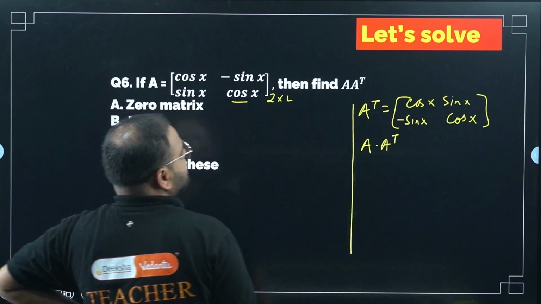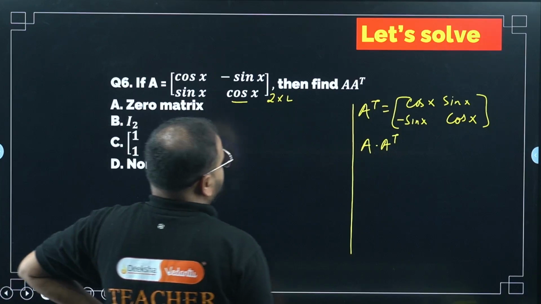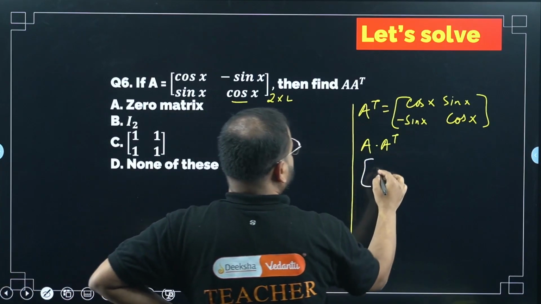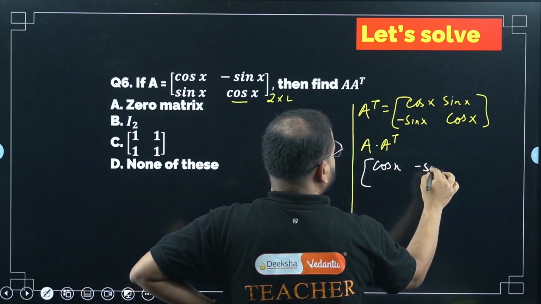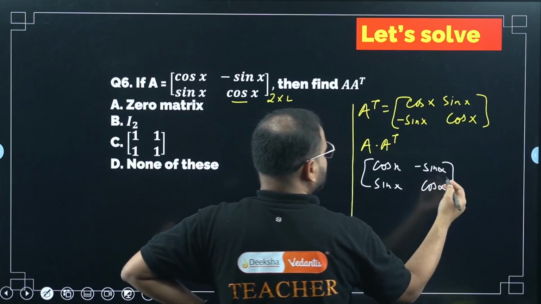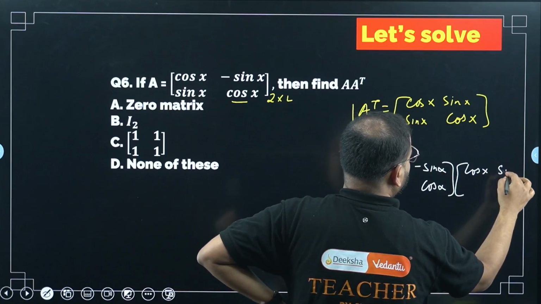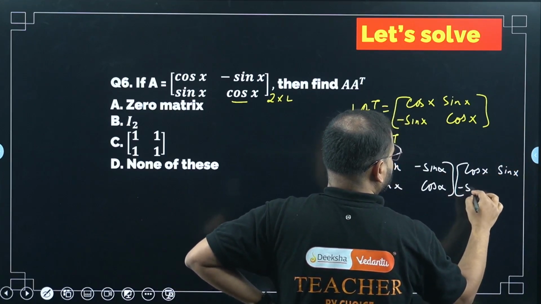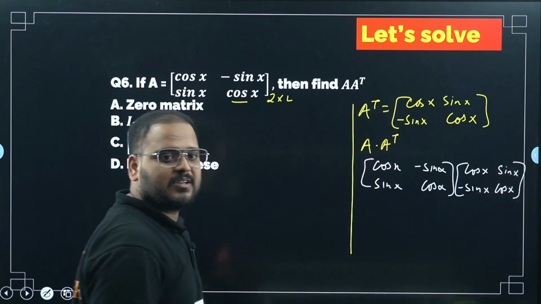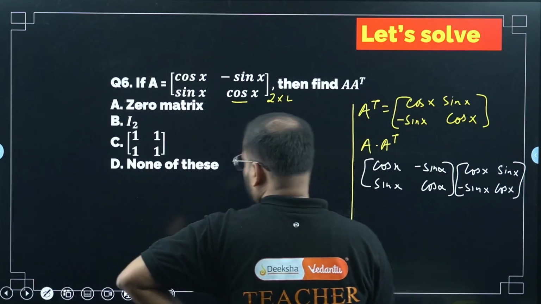Okay, let's see. A into A transpose. First write A: cos x, minus sin x, and sin x, cos x. What is my A transpose? Cos x, sin x, and minus sin x, cos x. Is this clear? Okay, now do the multiplication.